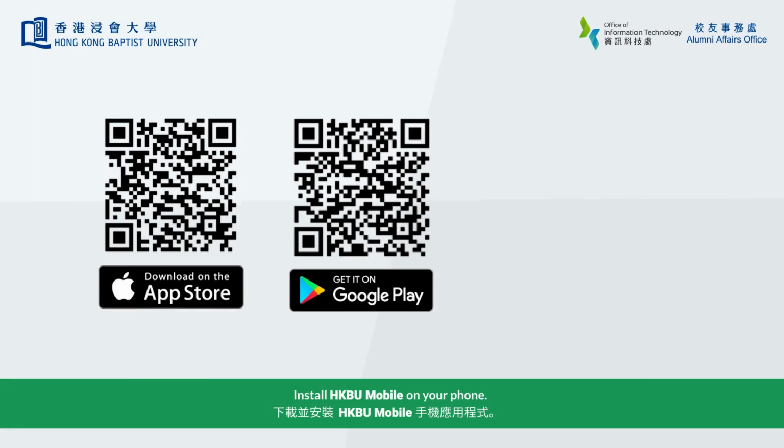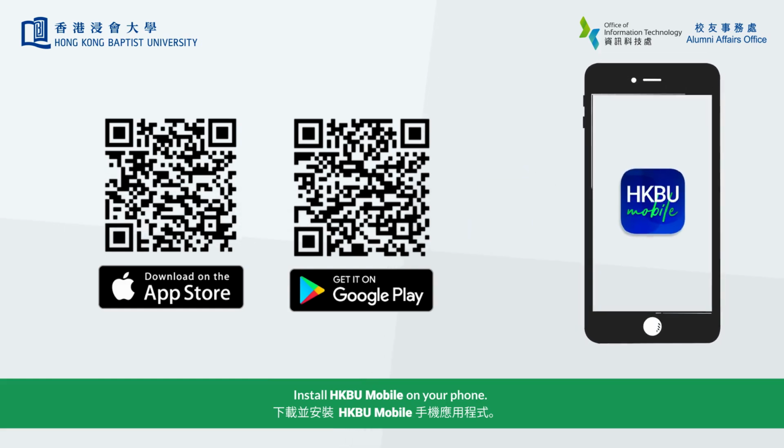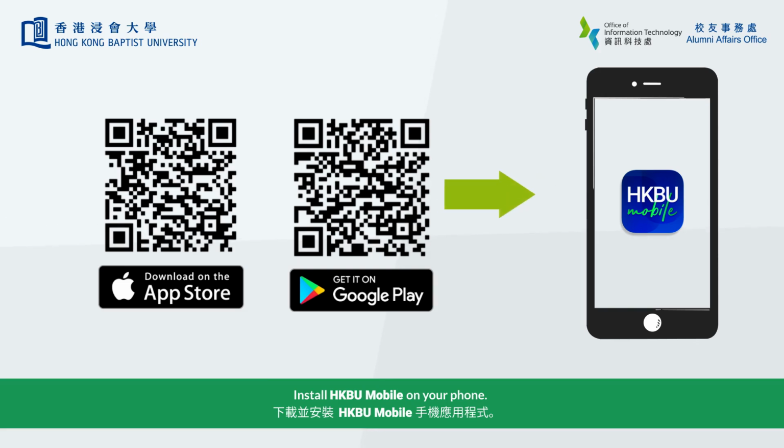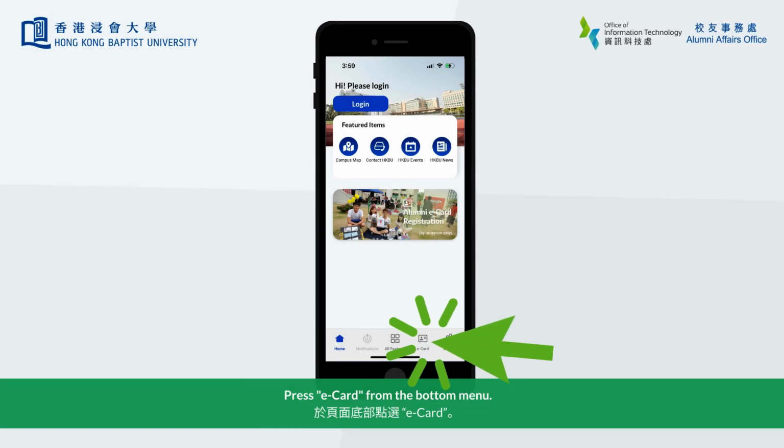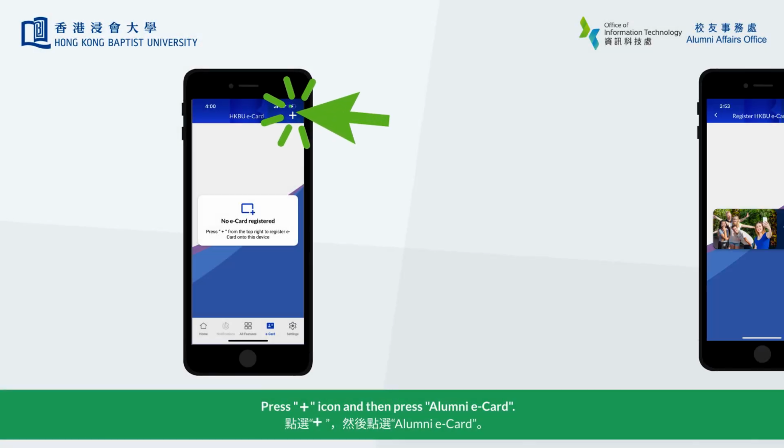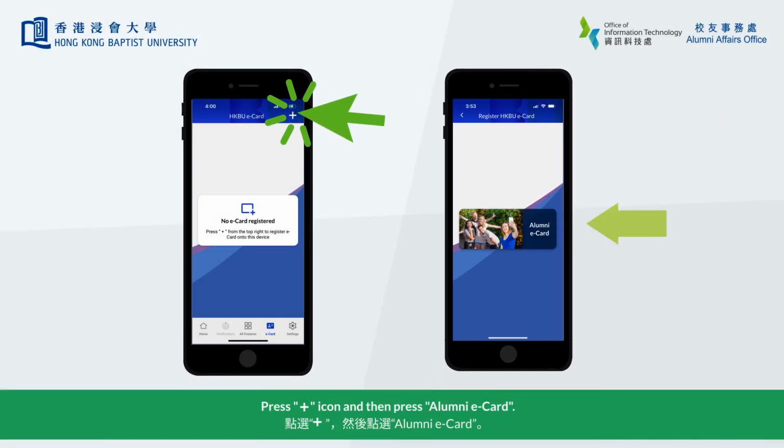This video is going to demonstrate the activation process of an alumni e-card. First, install HKBU Mobile on your phone. Then, press the card icon from the bottom bar. Press the Add icon and then select Alumni e-card.